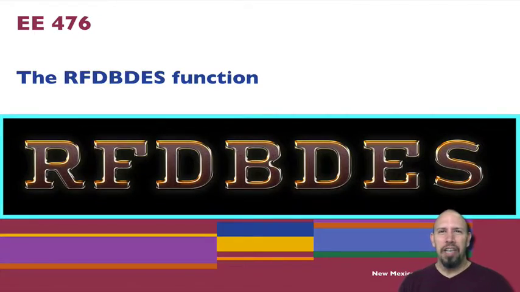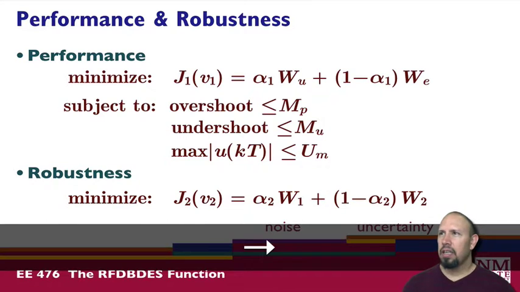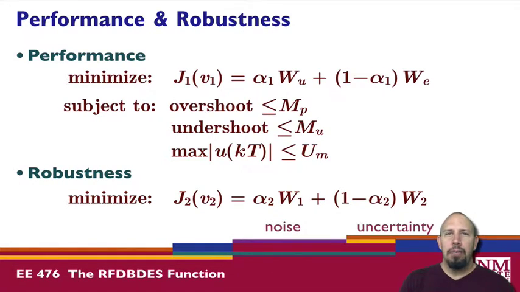Hello, in this mini video, we're going to show how to use the RFDBDES function. RFDBDES is concerned with the performance and robustness programs that we've been talking about. In particular, we have a performance program. This is a general performance program considering everything we've been talking about. So it considers the transient control energy and the transient error energy.